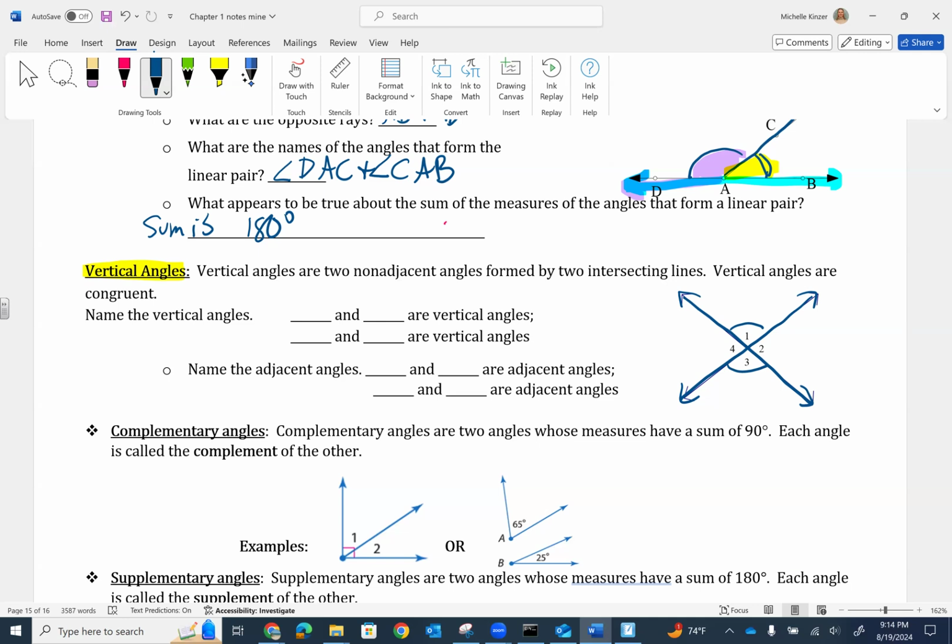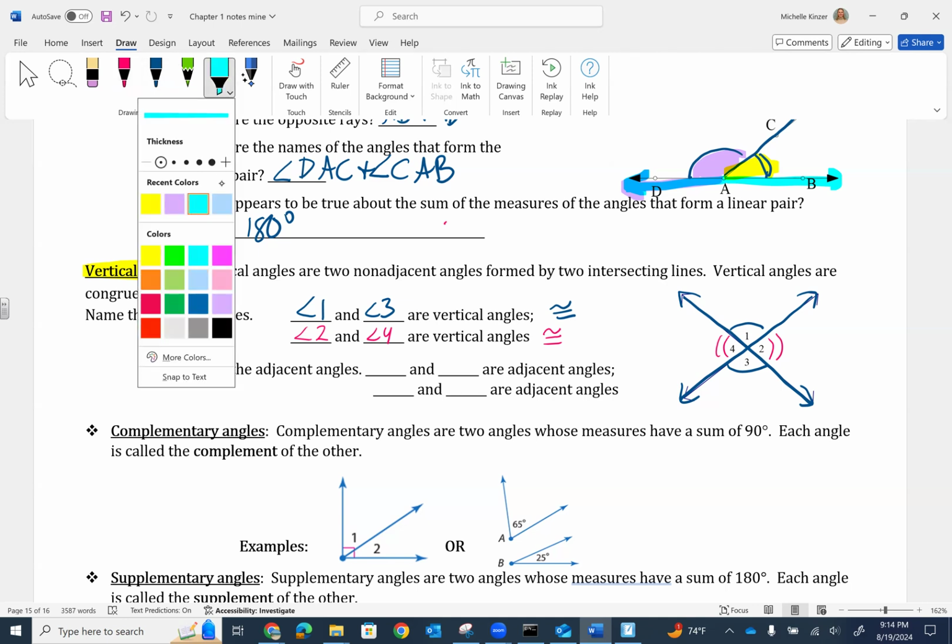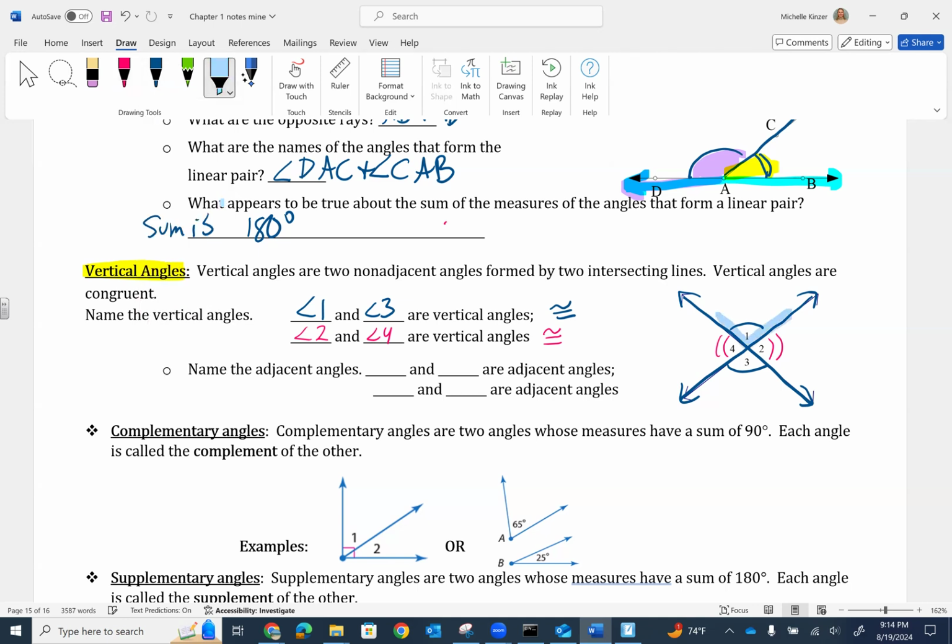Okay, and so angle 1 and angle 3 are vertical angles, and they'll be congruent. And then also, angle 2 and 4 are also vertical angles, and they'll be congruent to each other. Okay, so this one will match this one right here. So anytime you draw an X, opposite angles are going to be called vertical angles. They kind of make like a V. Okay, you can kind of imagine that. And then also this vertical angle and this vertical angle will be congruent to each other, as well as the two on the sides.